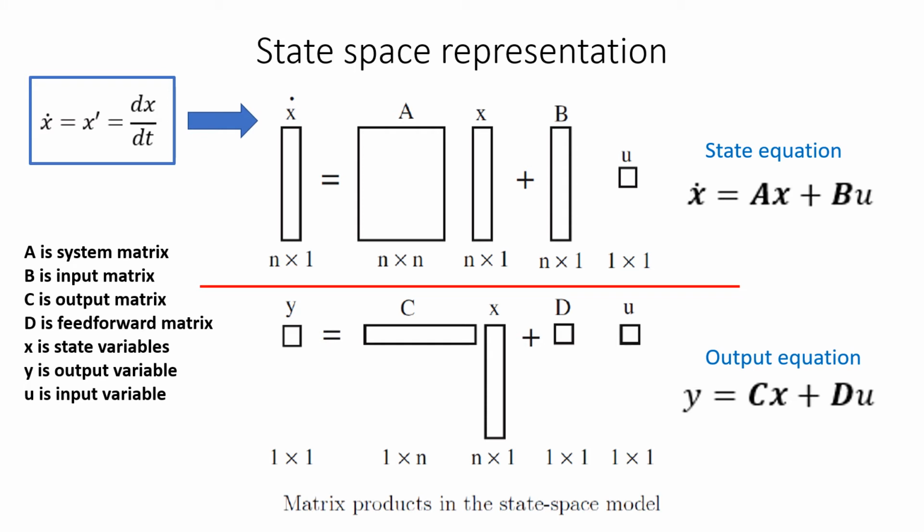Next, let's proceed to output equation. Similar to input variable u, output variable y dimension is 1 by 1 matrix. The dimensions of output matrix C is 1 by n and D matrix is 1 by 1. For X and U, the dimension is similar to state equation. In some cases, you will find that D is 0, resulting in the output equation to be Y equals CX only.